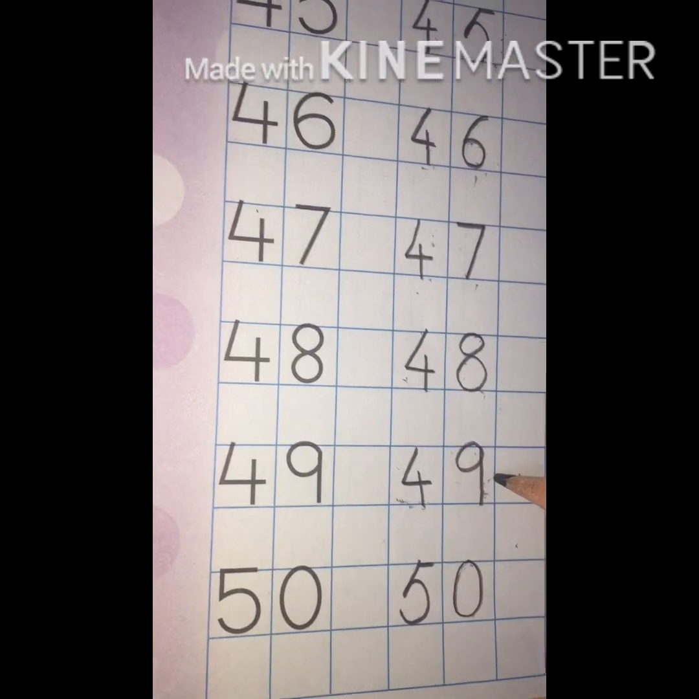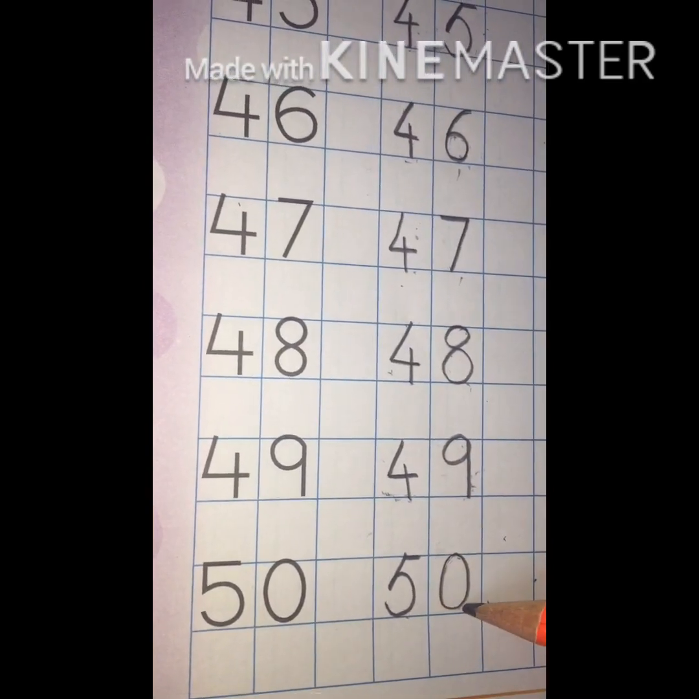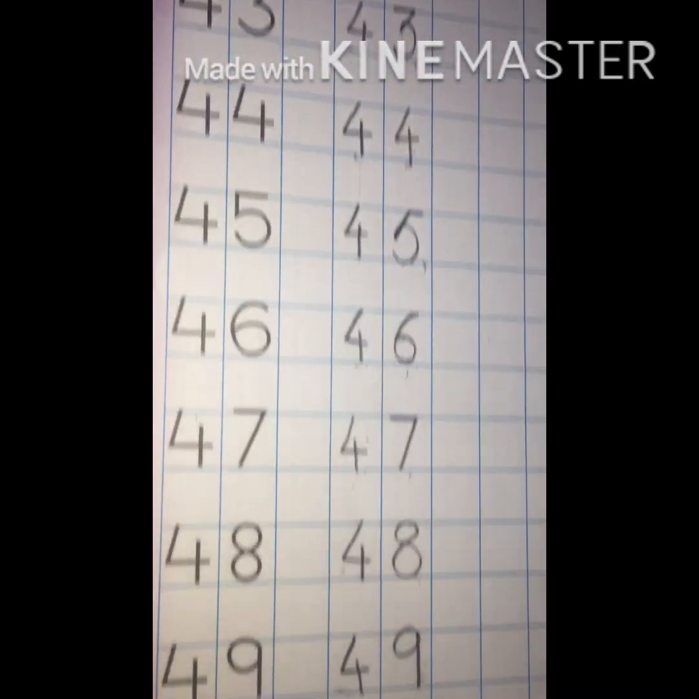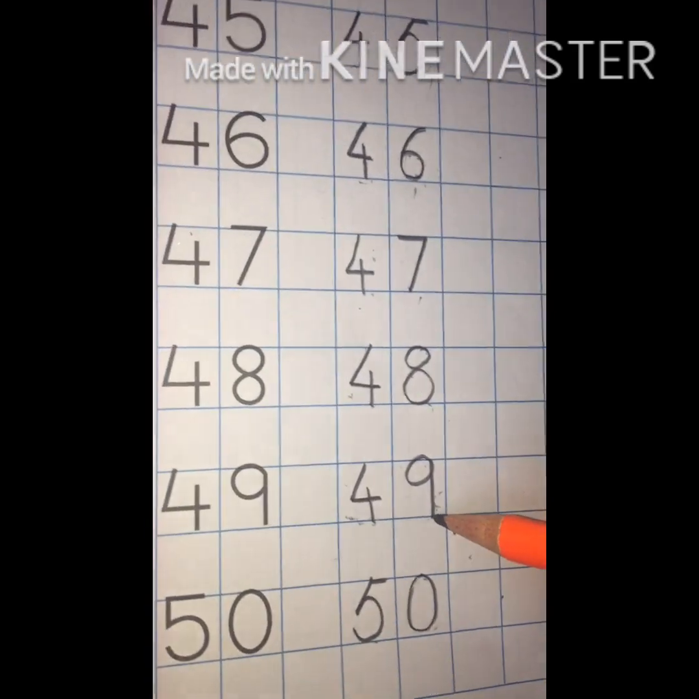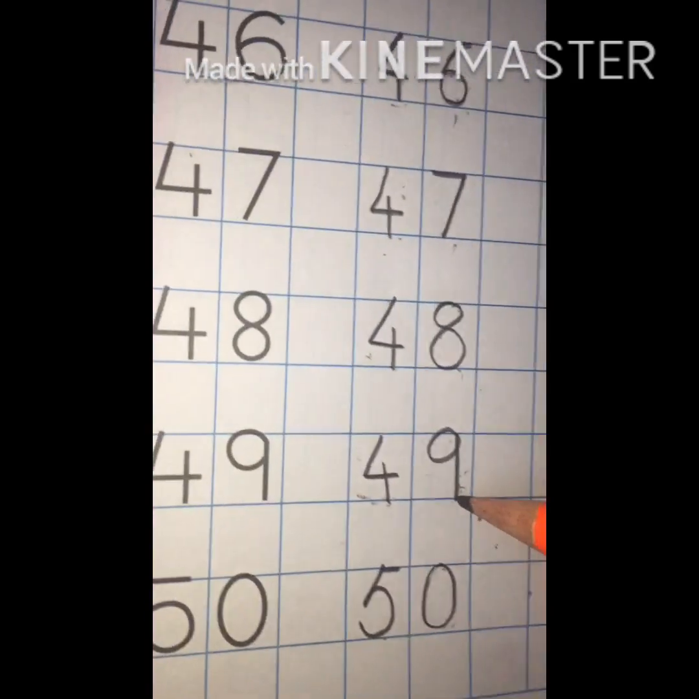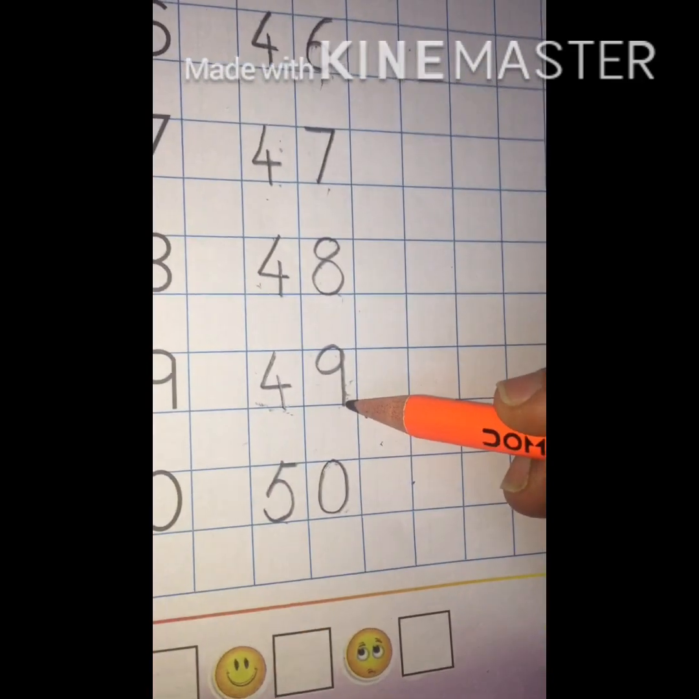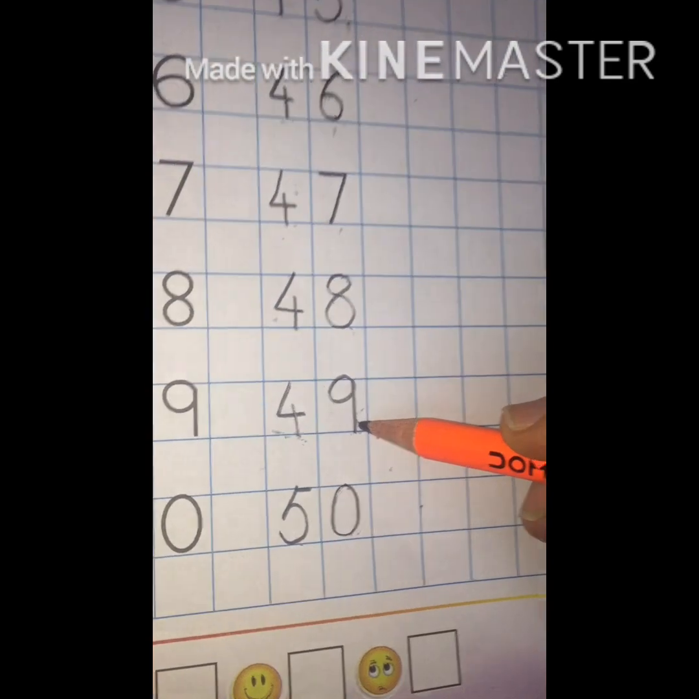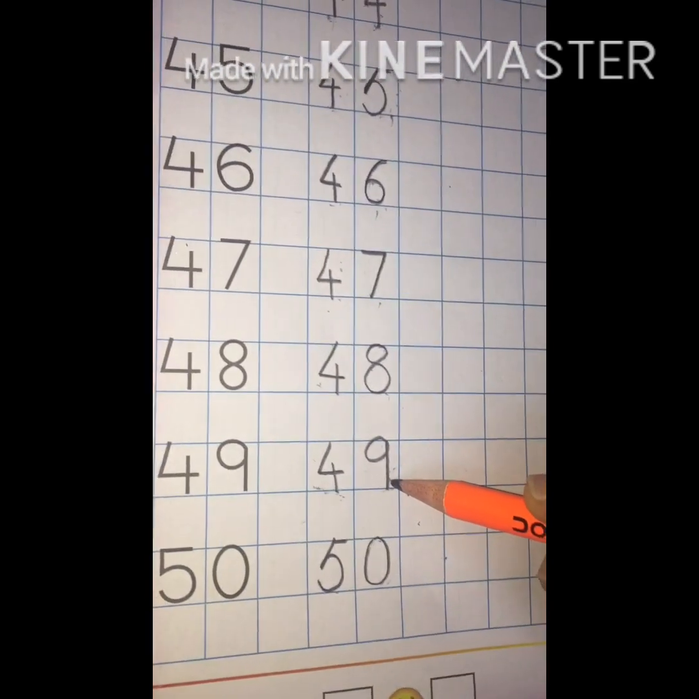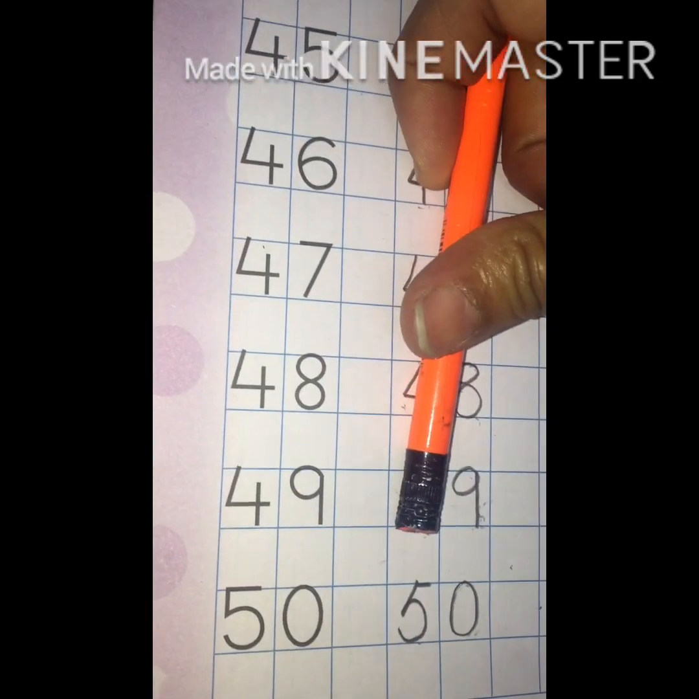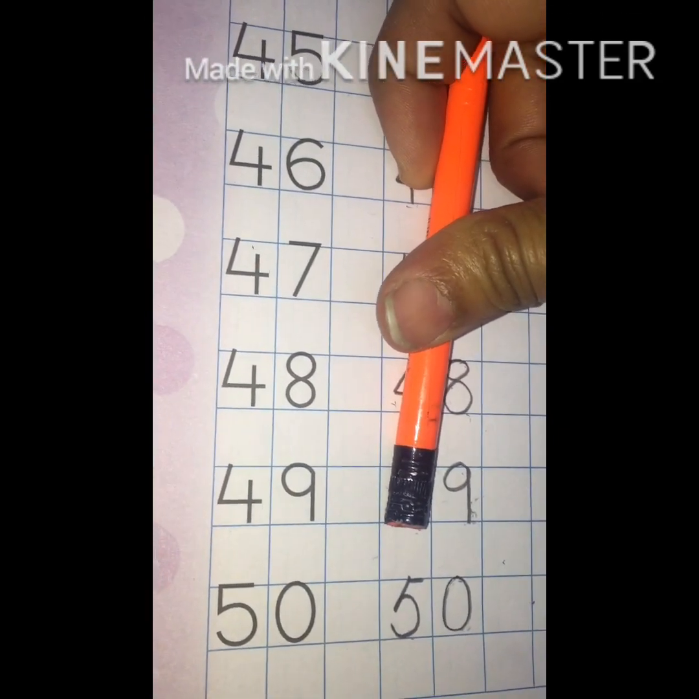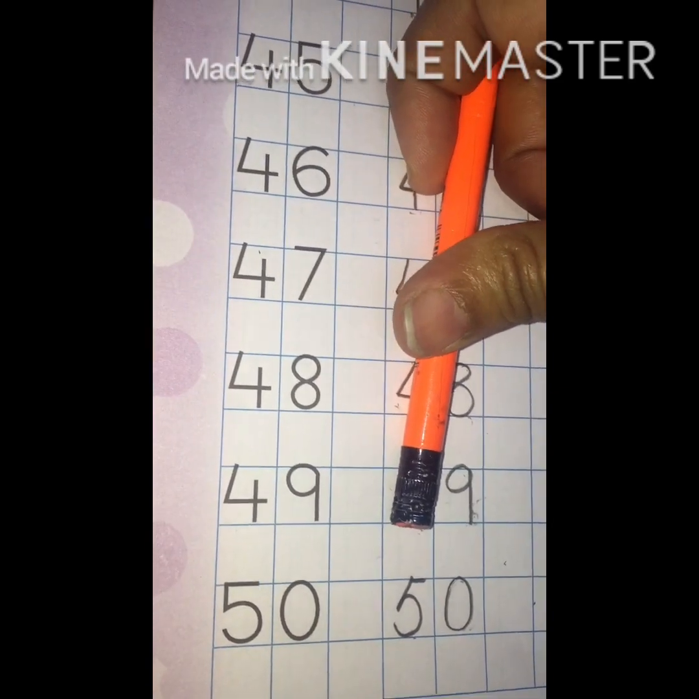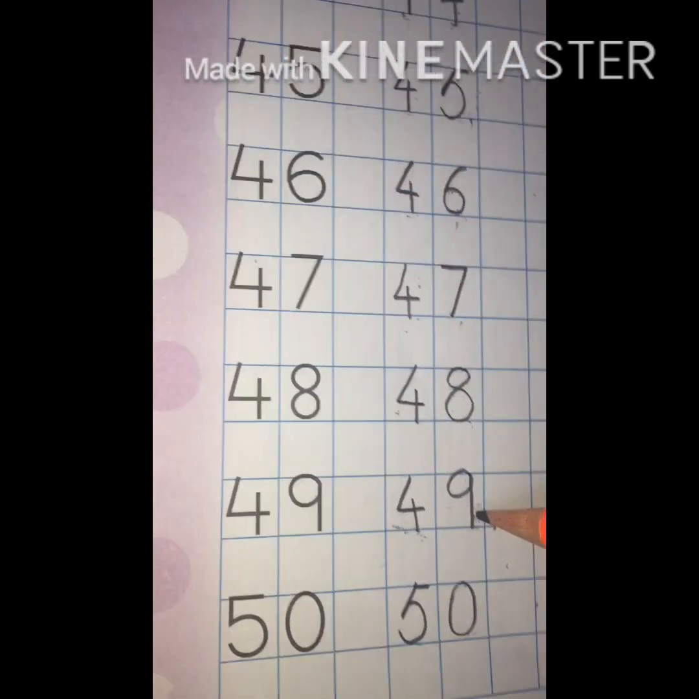47, 48, 49, 50. As I have told you earlier, when number 9 is at the last, both the digits will change. What comes after 9? 10. If we hide this number, then which number can you see? Number 9. So, what comes after 9?